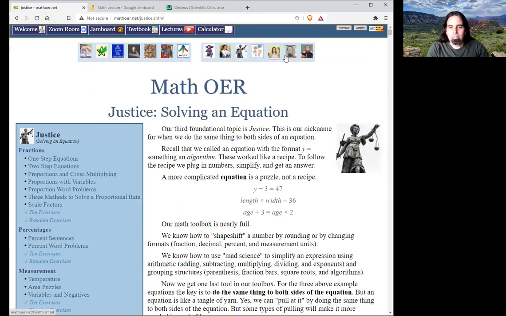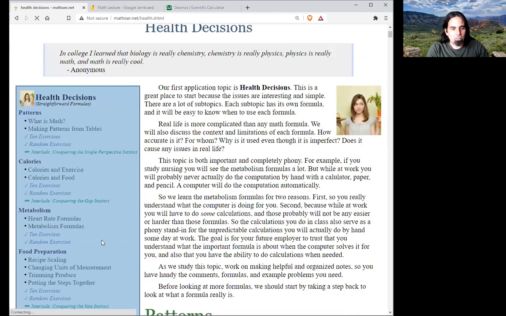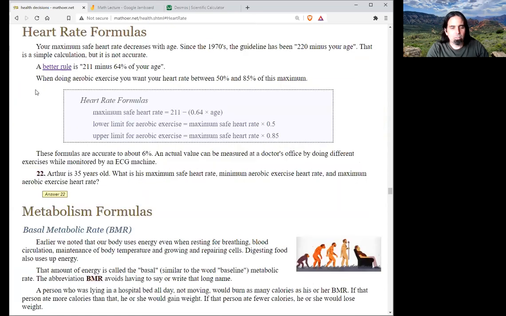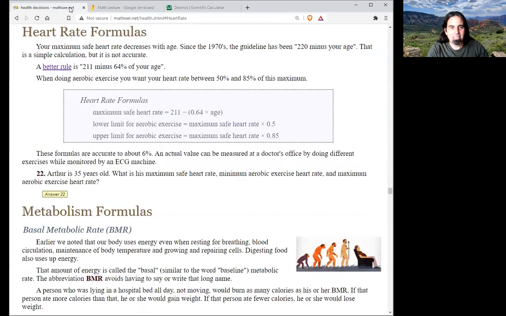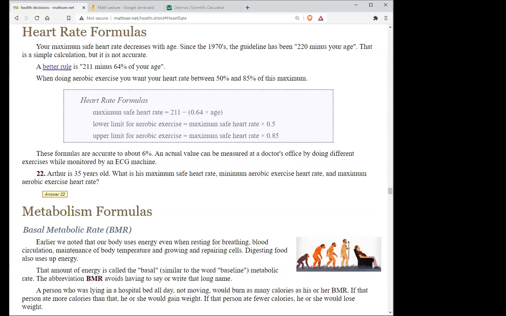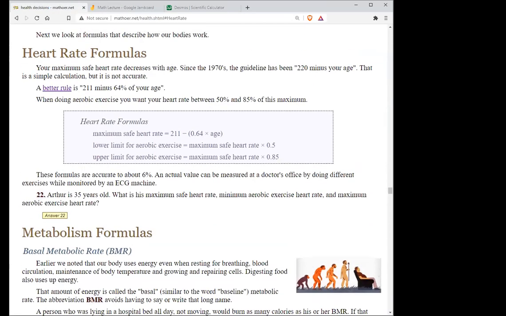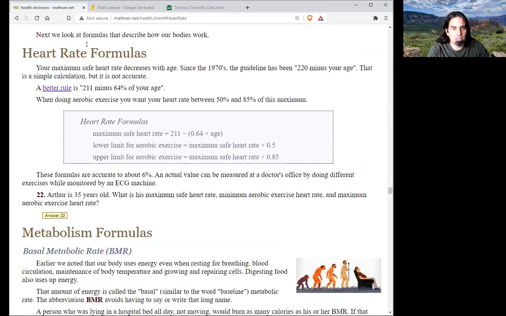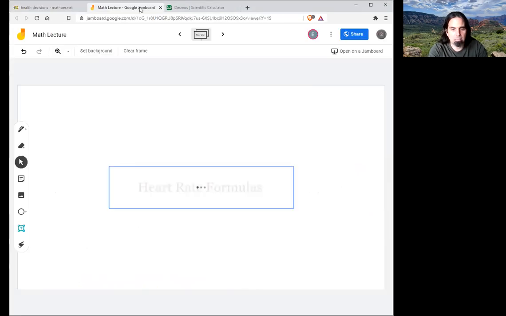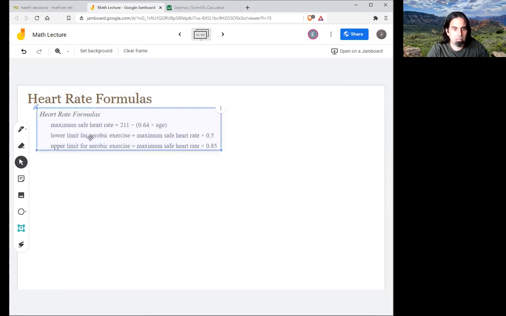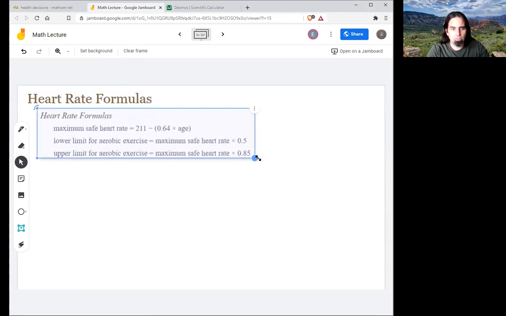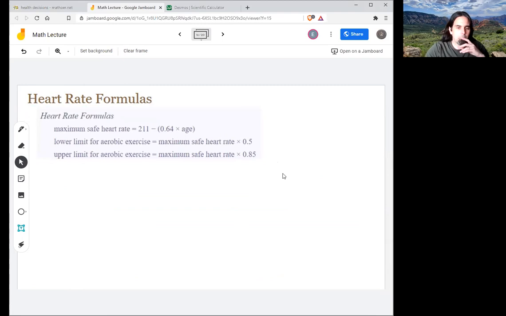Okay. So Emily wanted to talk about heart rate formulas. Tell me what to put on the board. So you put the formula on the board. Okay. And tell us about what are these things?